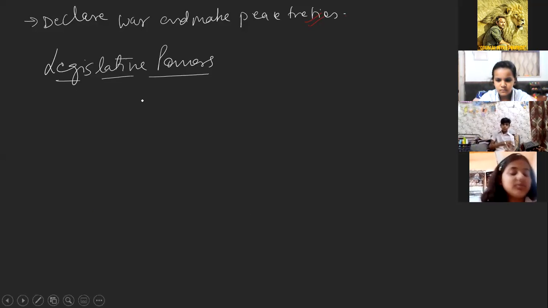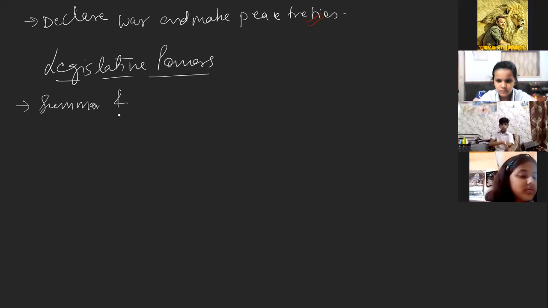Okay. The president has the power to summon and prorogue. Now, what does this mean? Prorogue. Summon means to call for a meeting and prorogue means to dismiss the houses of the parliament. Okay. Prorogue houses of the parliament.